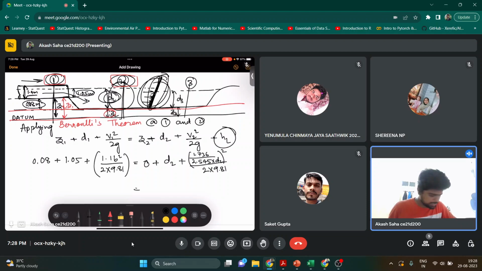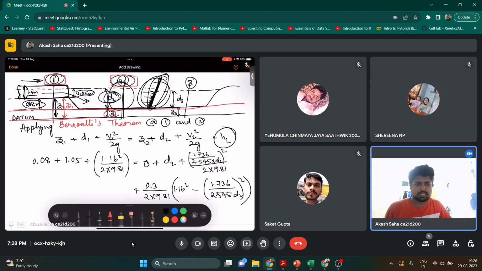And then the head loss. My head loss will be, as I told you, 0.3 into 1.16 square by 2 into 9.81 minus 1.736 divided by 2.545 D2 the whole square. This is the equation we have to solve to get D2. If we solve the equation, we will get D2 as 1.17 meter.